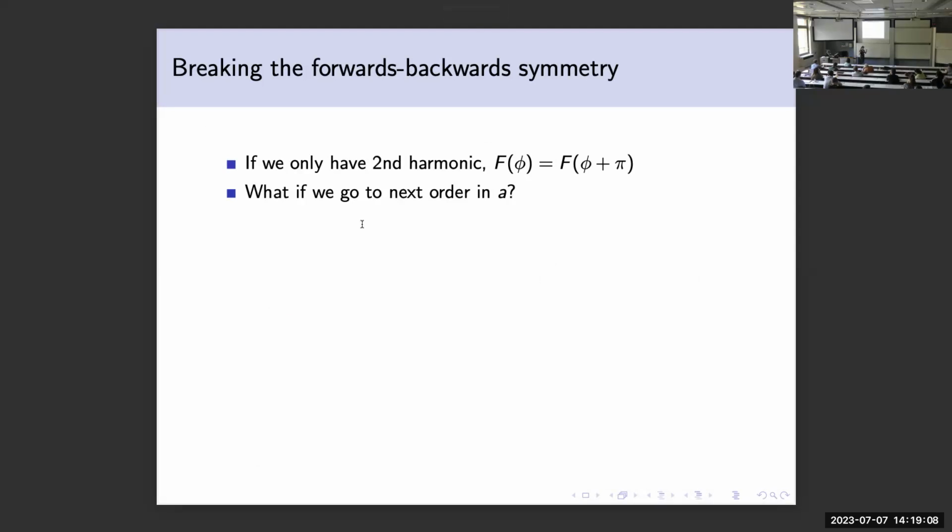But directionality is important with these things. If you've got cilia in your lungs, you want to make sure the mucus is moving in the right direction. So it's important to be able to distinguish between the forwards and the backwards direction here.